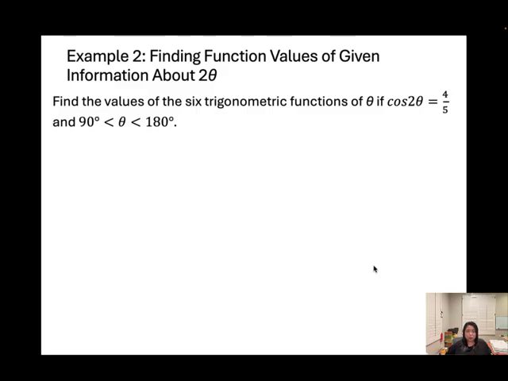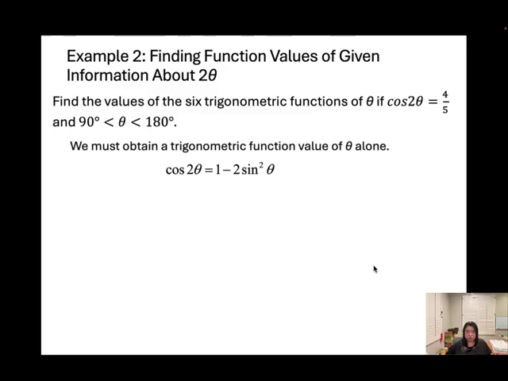Example 2. Find the values of the 6 trigonometric functions of theta if cosine 2 theta equals 4/5 and theta is in between 90 to 180. So that will be in quadrant 2. Okay, so cosine 2 theta, we do have the formula equal to 1 minus 2 sine squared theta. So we could plug it in, cosine 2 theta equal to 4/5.